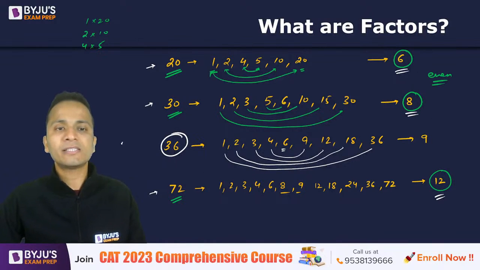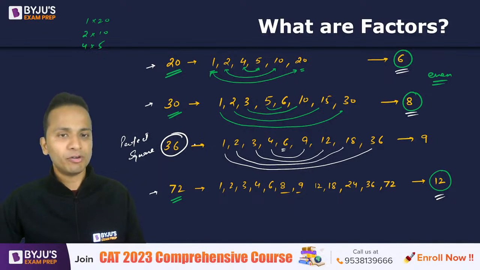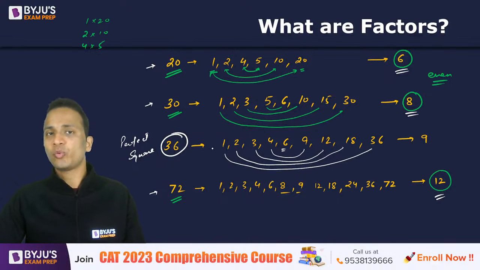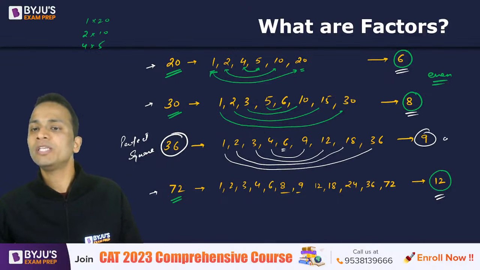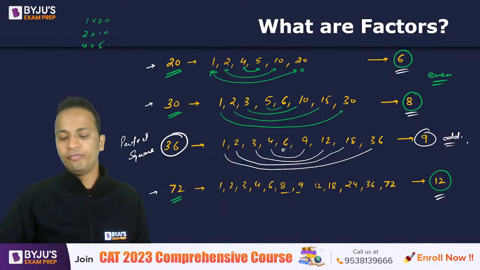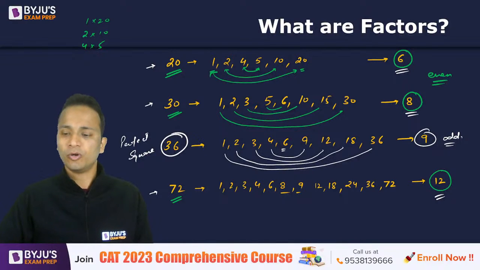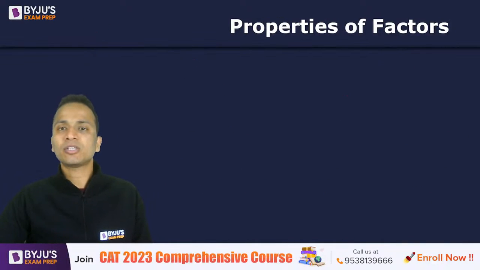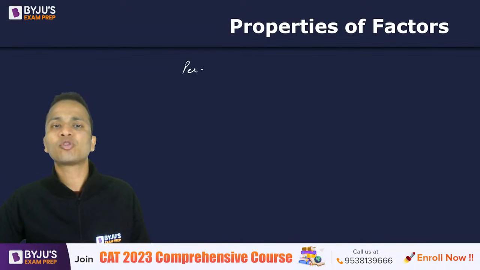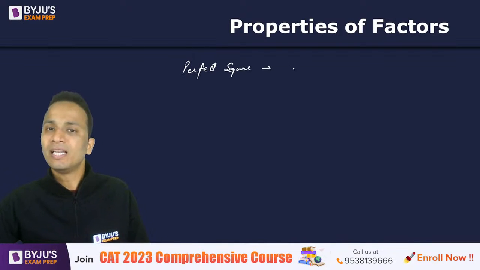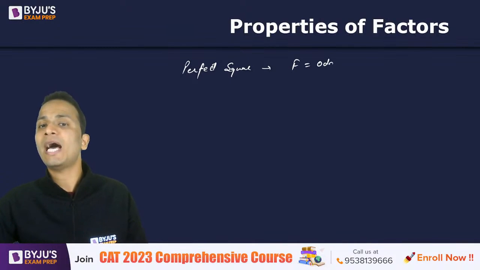But since 36 is a perfect square, for every perfect square, the number of factors will always be an odd number. So this is one very important, very useful property that you must note down. Among the properties of the number of factors, I can say that if a number is a perfect square, then the number of factors, which I denote by f, will always be an odd number.